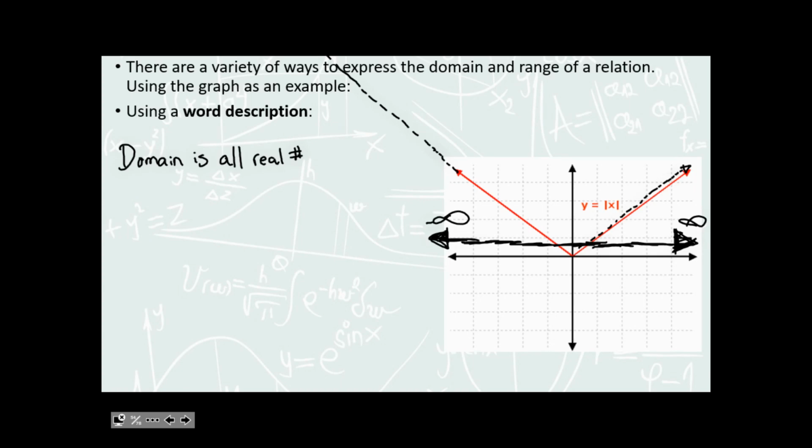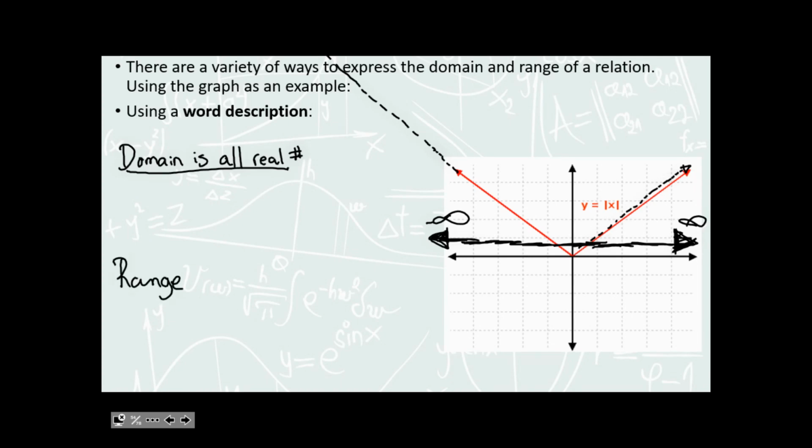Now, we don't need to say that. Me saying domain is all real numbers, that's satisfied. Domain is all real numbers, any number you can possibly think of, that's part of my domain. And so that's all I need to say for the domain here. Now I'm going to look at my range.